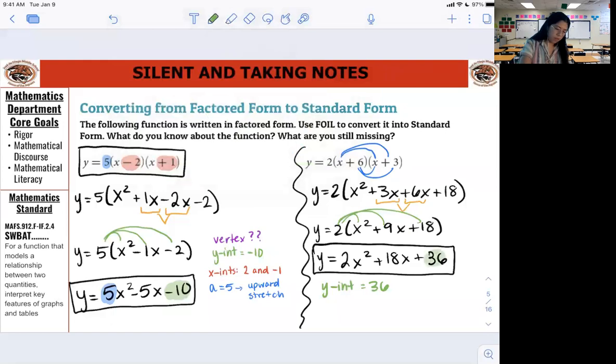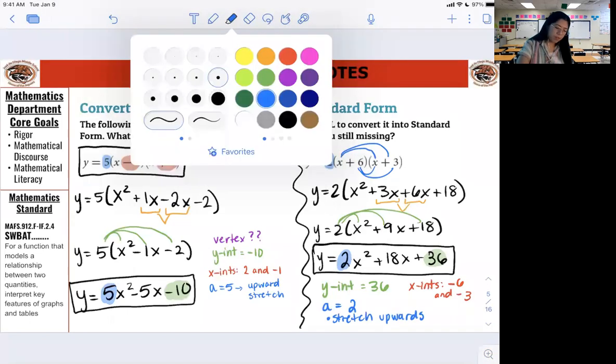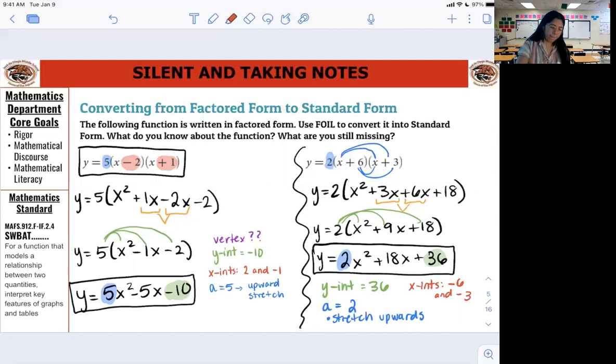What else? A is 2, it stays the same. Yeah, the A from the beginning is the same A we got at the end. And what does that tell us? It stretches and it's upward. The x-intercepts are -6 and -3. Perfect. All right, the x-intercepts are -6 and -3. And how did we get those two numbers again? By flipping the numbers we started with.